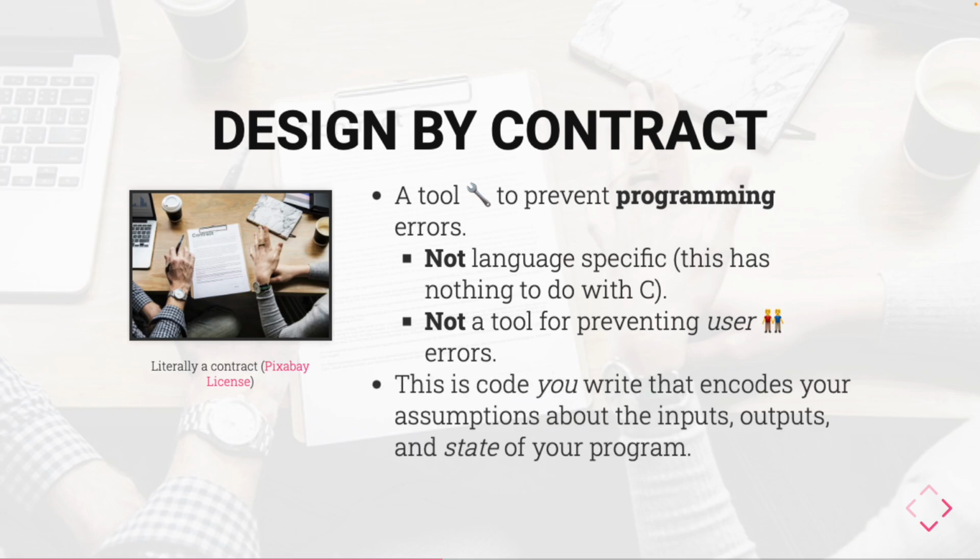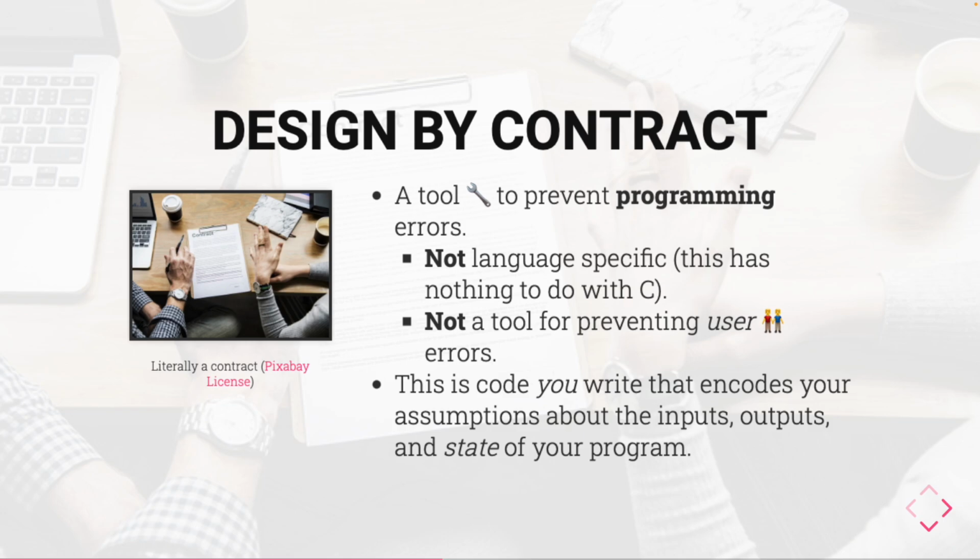Instead, it prevents errors that are to do with other programmers using your code and building on it. So, design by contract encodes your assumptions about the inputs, outputs, and state of your program.